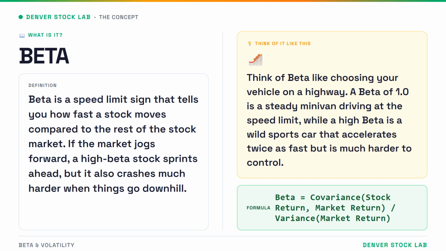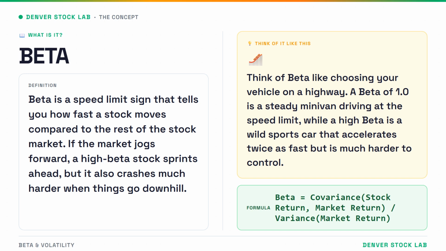So, when we divide covariance by variance, we are simply asking a very basic question. When the whole market moves, how much more or less intense is our specific stock's reaction? If the resulting number is greater than 1.0, the stock is highly sensitive and highly volatile. If the number is less than 1.0, the stock is calmer and less sensitive to the market's daily mood swings.